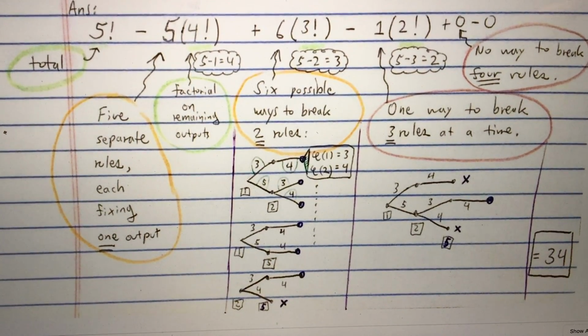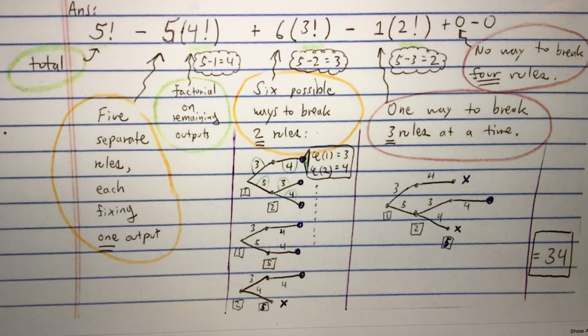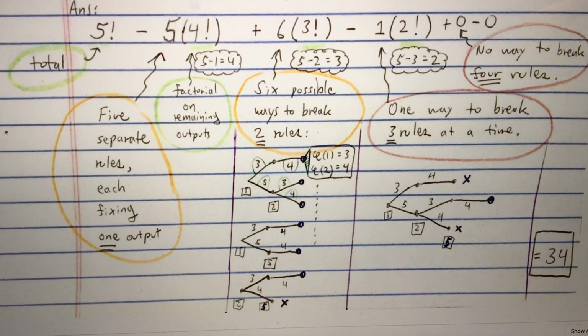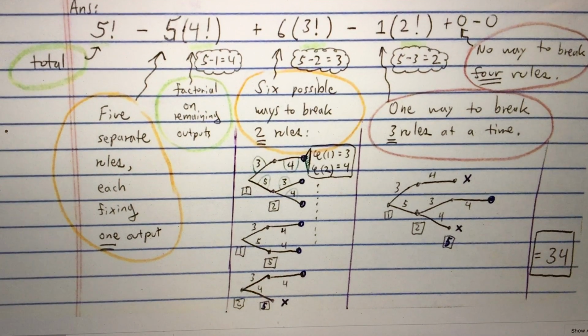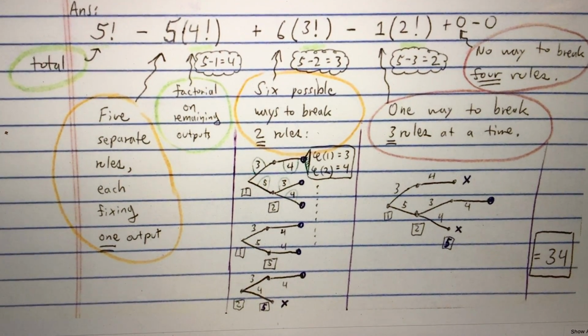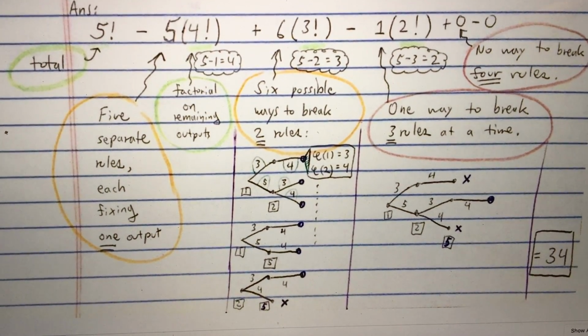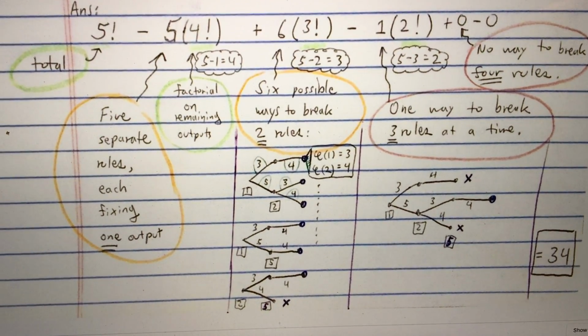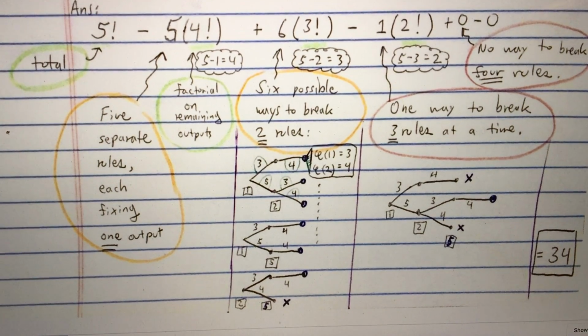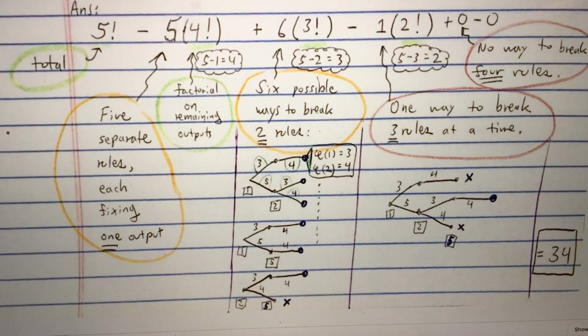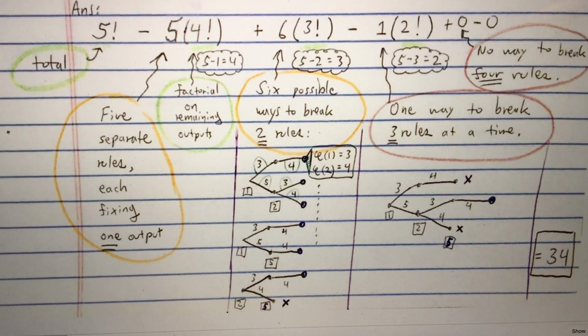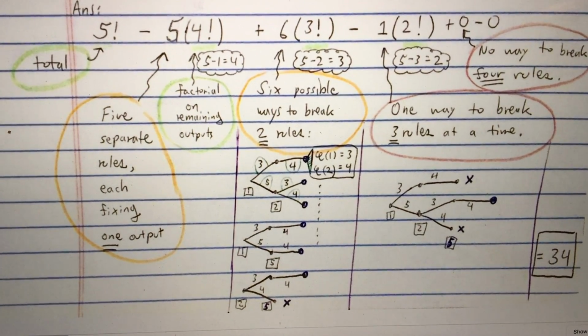However, if I already sent input 1 to 3, I can't send input 2 to 3 as well, since that would not be one-to-one. So on that top, there's only one possible choice. It depends on what I picked for input 1. I can only pick input 2 to be 4. If I picked input 1 to be 5, then I can pick input 2 to be 3 or 4.